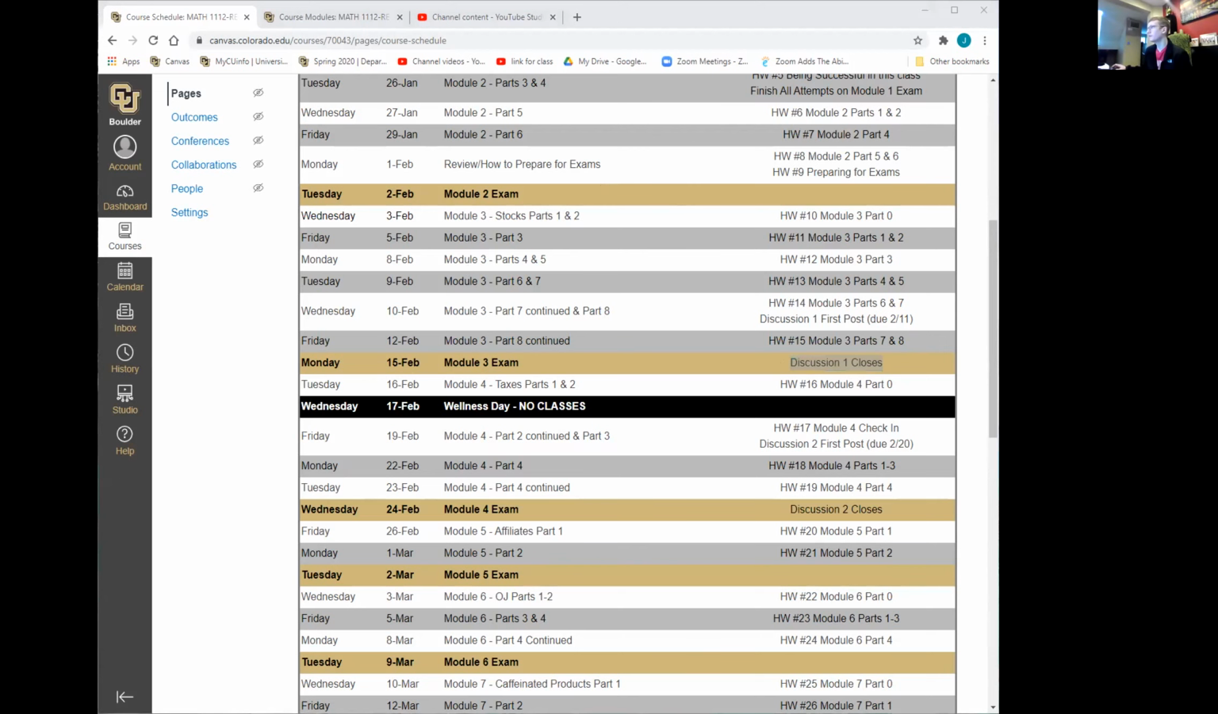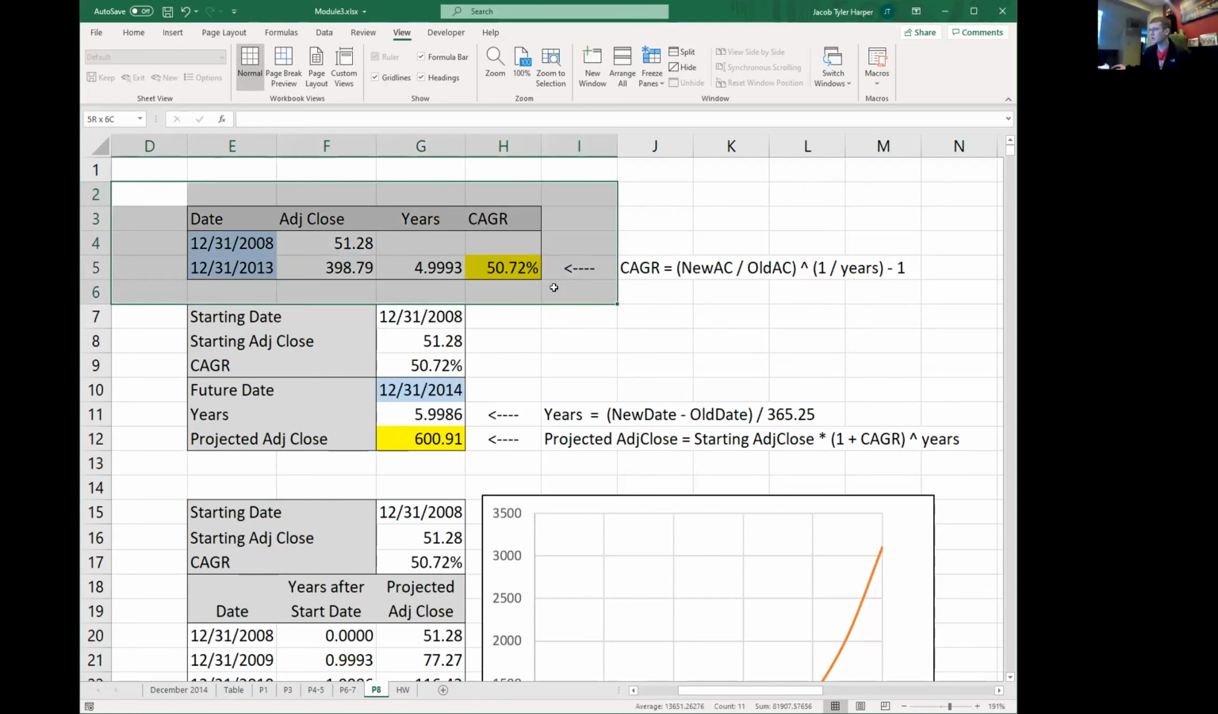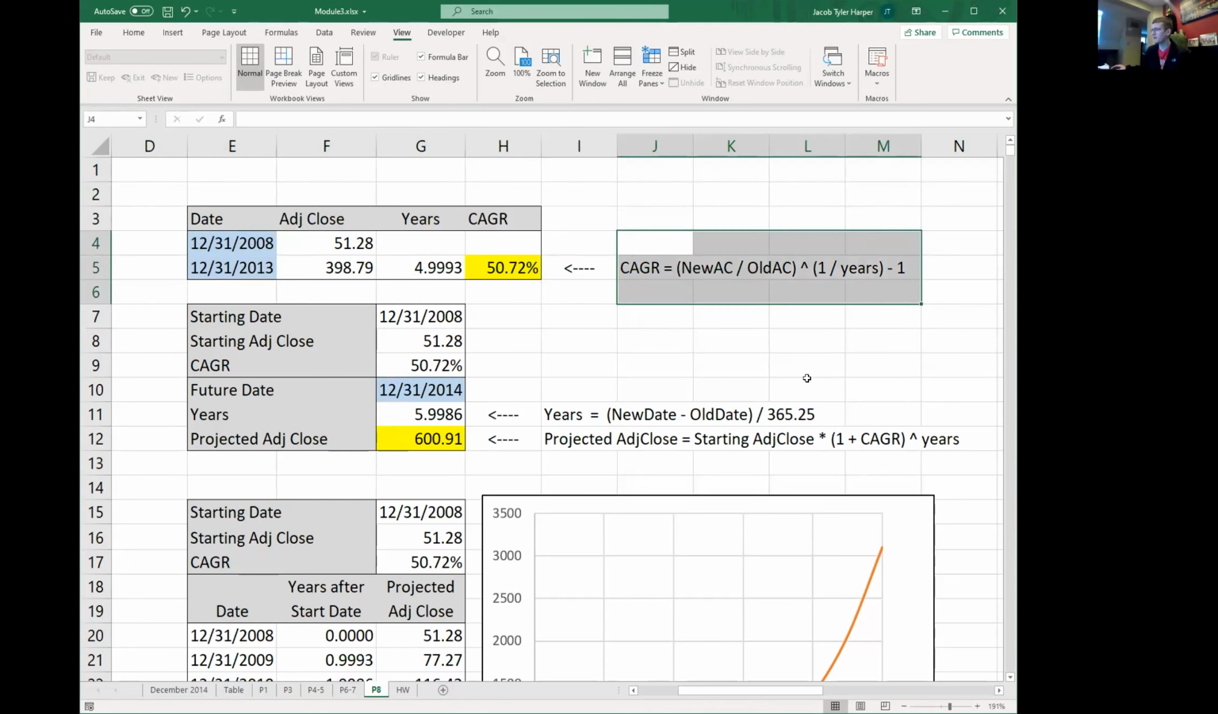Where did we leave off in the workbook? So in the workbook, last time we introduced part 8, which had to do with this compound annual growth rate, or just CAGR. And we had a couple different questions in this part of the workbook that can essentially be broken down into 3 different types. We had questions where we were solving for this compound annual growth rate. And in that case, we use this formula here, where we need to know 2 adjusted close values on these 2 dates. And we want to know how many years are in between these 2 dates.